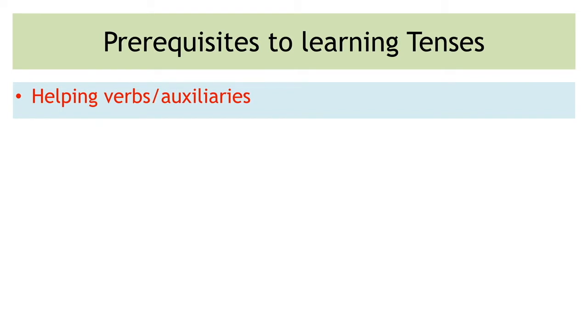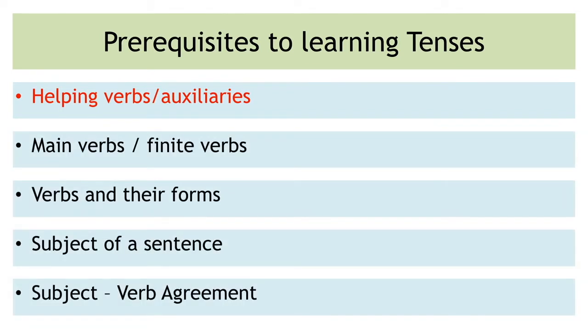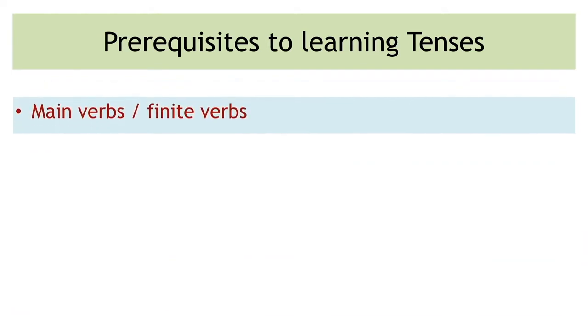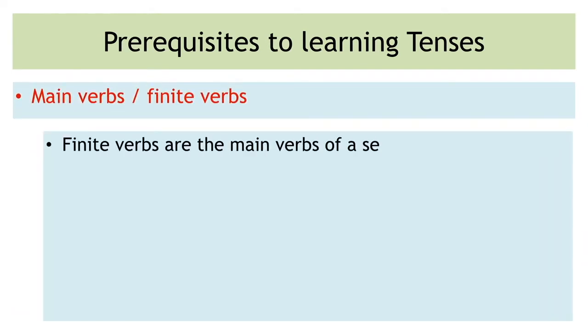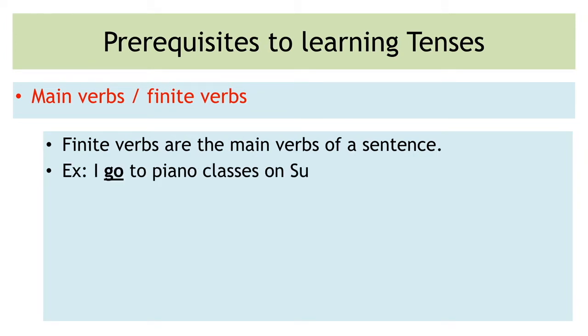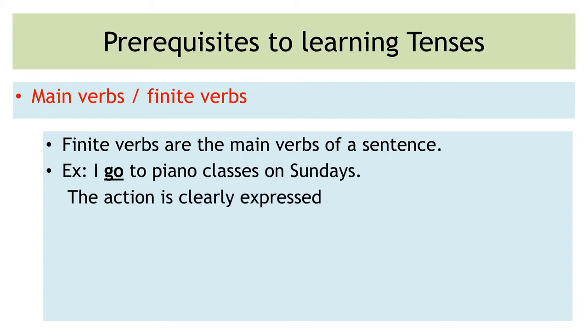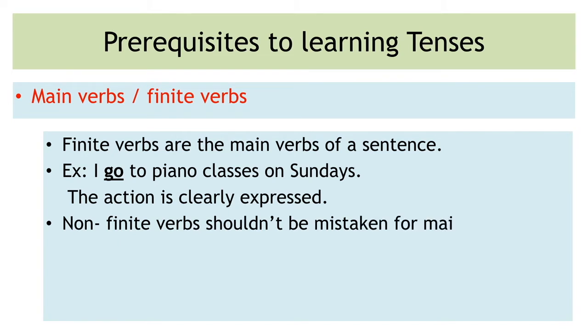Now, let us learn more about main verbs. Main verbs or finite verbs take the main or the important role in the sentence. Example: I go to piano classes on Sundays. The action is clearly expressed here, but non-finite verbs shouldn't be mistaken for main verbs.